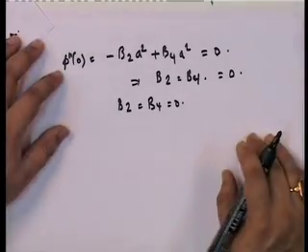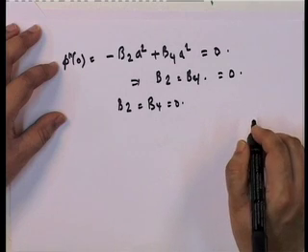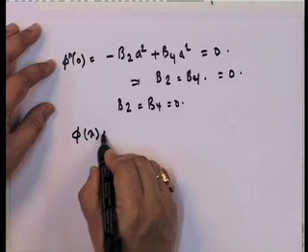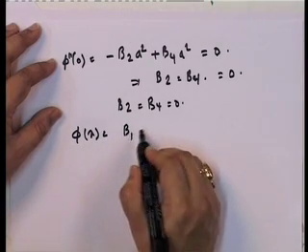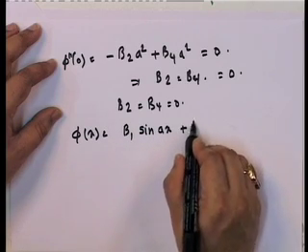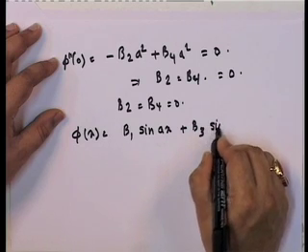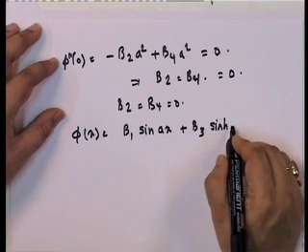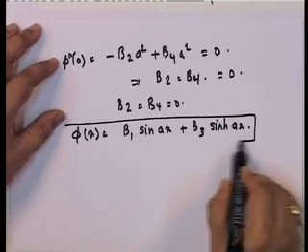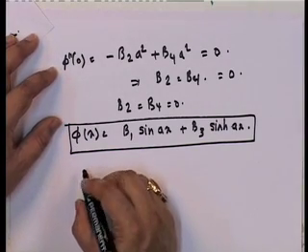Okay? So, now let us plug in. Essentially both B2 and B4 are not there, and so phi of x is of the form B1 sine Ax plus B3 sine hyperbolic Ax. This is what it becomes. And now let us substitute the other two, which is what?